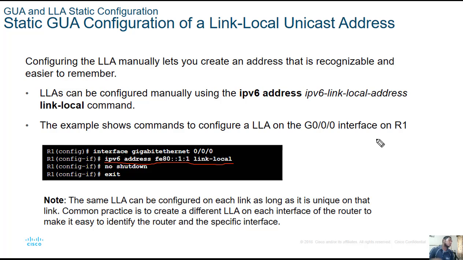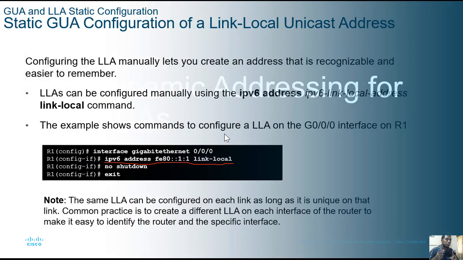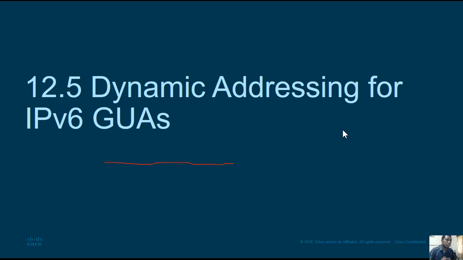So common practice is to create a different LLA on each interface of the router to make it easy to identify the router and each specific interface. Okay, so in that first section of this lesson, we talked about how you can manually configure link local address and global unicast address on a router. Same applies to a switch, what commands to use, and you can also follow the same process.